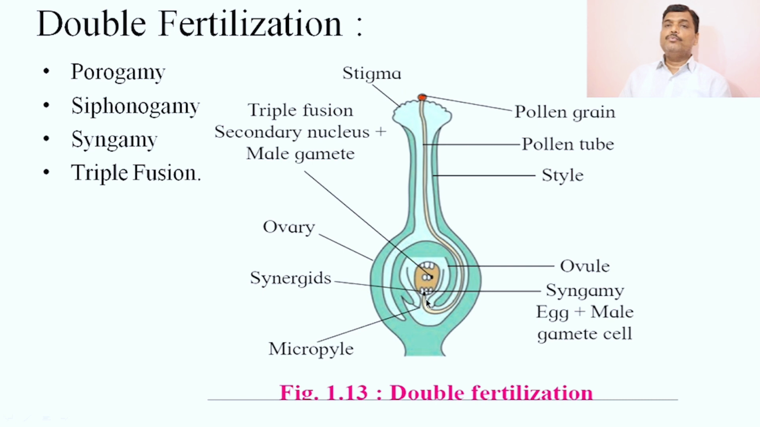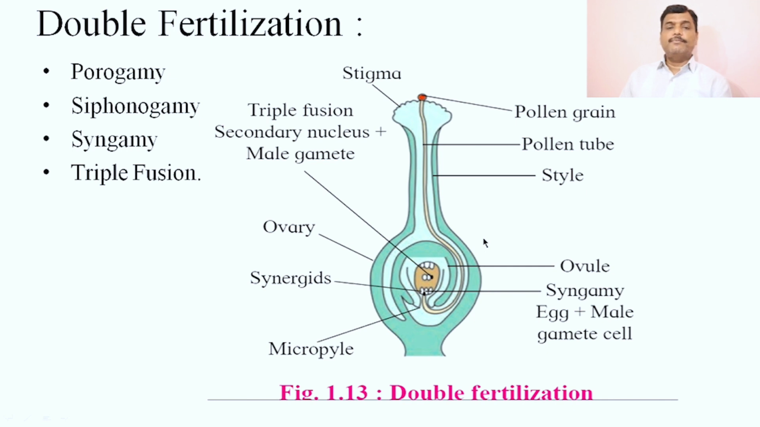Syngamy: out of the two male gametes released into the embryo sac with the help of the synergid cell, one male gamete fuses with the female gamete, that is the egg nucleus. That process is known as syngamy or first fertilization. Triple fusion: the remaining male gamete fuses with the secondary nucleus. That process is known as triple fusion. It is known as triple fusion because in this process, three nuclei fuse with each other: two of the secondary nucleus and one of the male gamete. So that is all about the process of double fertilization.